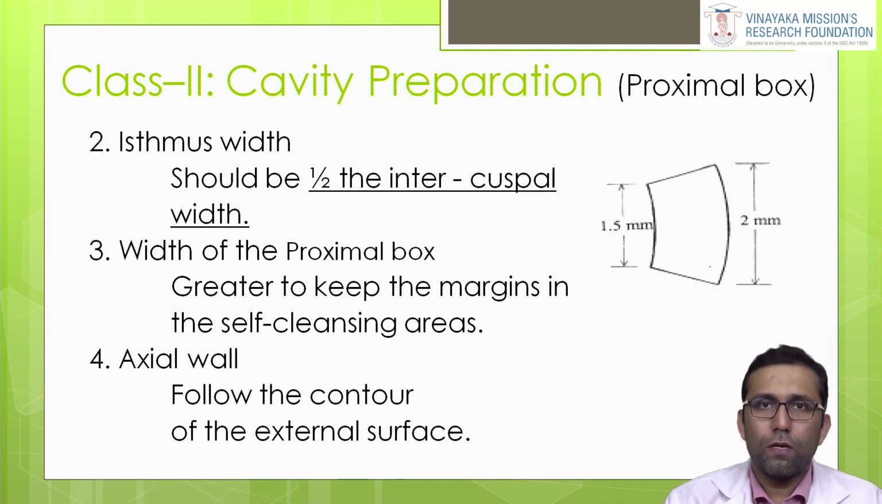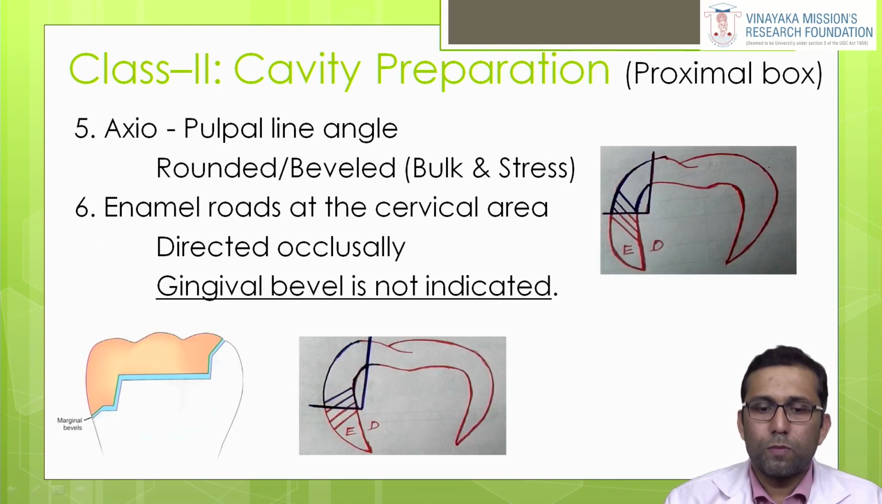And then the axial wall should always follow the external contour, that is in a convex manner. The axial wall should follow the external contour of the tooth surface. Now the next principle: in the cavity preparation of the proximal box in class 2, the axiopulpal line angle should always be beveled. The axiopulpal line angle of the class 2 proximal box should always be beveled.